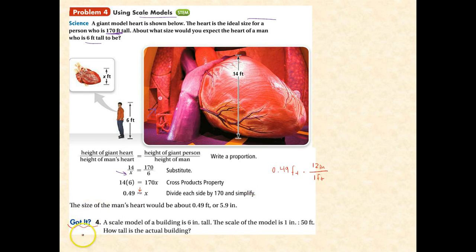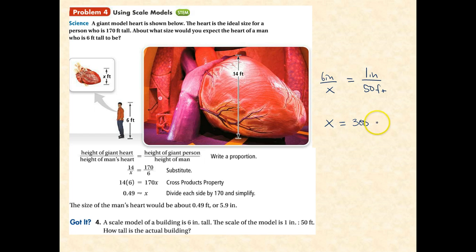Pause it. See if you got it. Alright, so a scale model of a building is 6 inches tall. The scale of the model is 1 inch to 50 feet. How tall is the actual building? So 1 inch of the scale is equal to 50 feet in real life. So 6 inches in the scale model is equal to x feet in real life. Cross product, 1 times x is x. 6 times 50 is 300. So 300 feet. Bada boom, bada bing, bada boing.